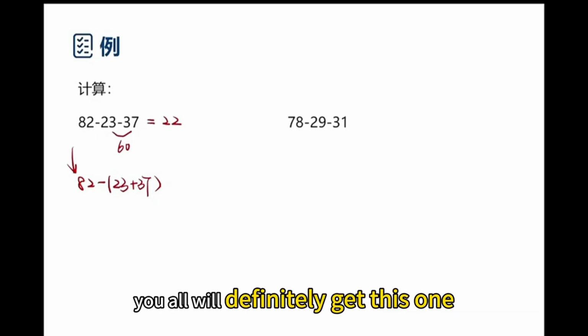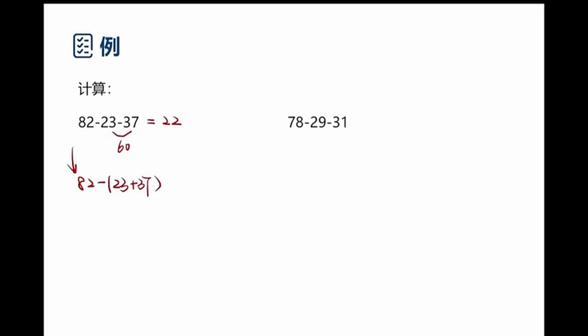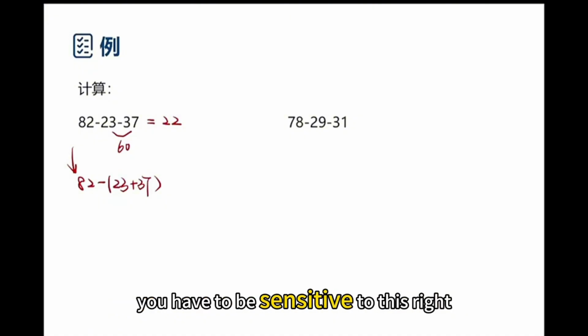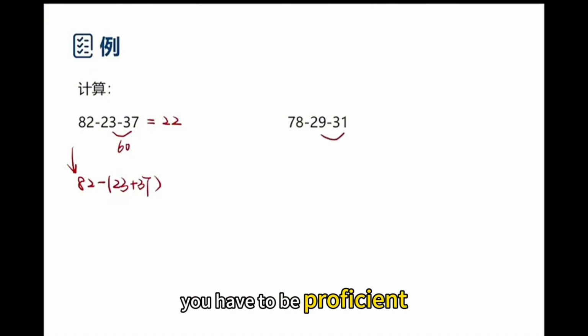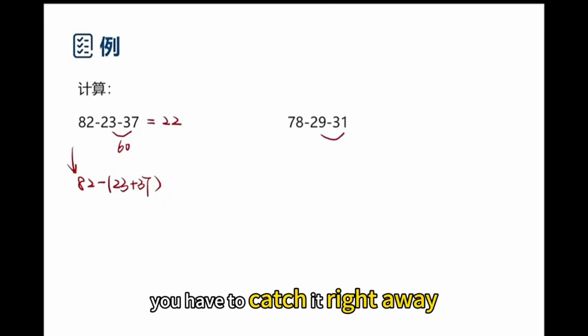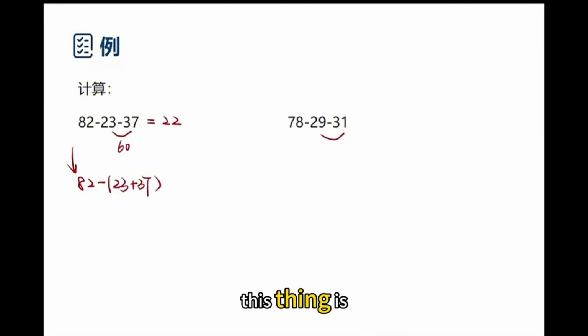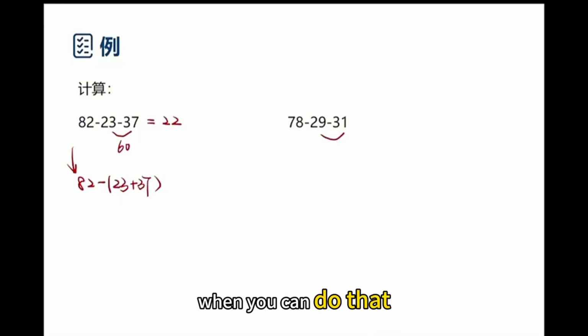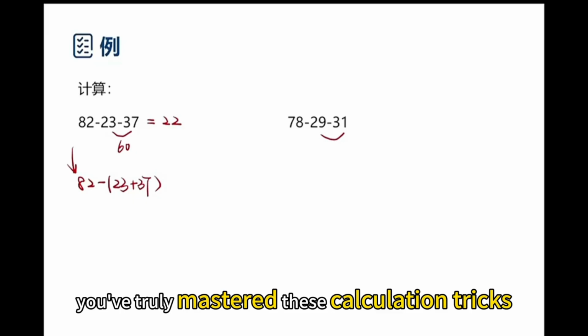Okay, come on, the second one. You all will definitely get this one. You look at it, 78 minus 29 minus 31. The 1 and 9. You have to be sensitive to this, right? You have to be proficient. It should be like a reflex, just like how we see a lemon and our mouth immediately starts to water. You have to catch it right away. You have to turn it into a subconscious reaction. When you can do that, you've truly mastered these calculation tricks.